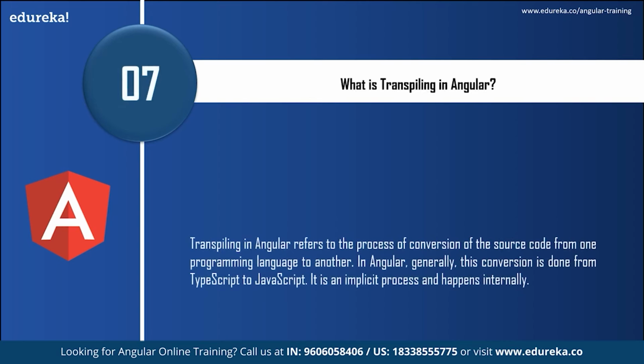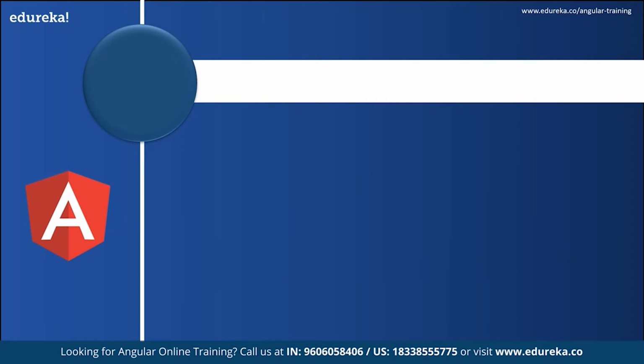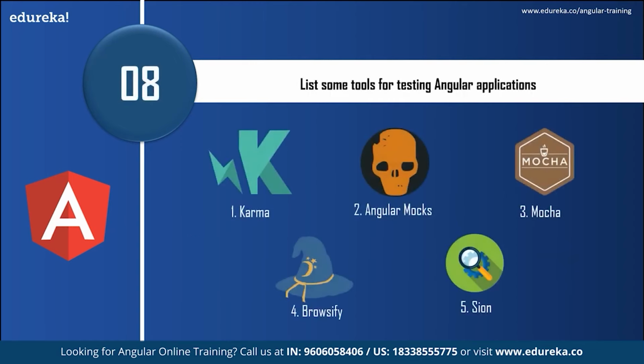What is transpiling in Angular? Transpiling in Angular refers to the process of conversion of the source code from one programming language to another. In Angular, generally this conversion is done from TypeScript to JavaScript. It is implicit and it happens internally. The next question is, list some of the tools for testing Angular applications. Karma, Angular Mocks, Mocha, Browserify, Xeon are some of the tools that are used for testing Angular applications.